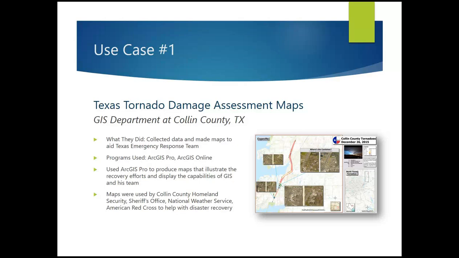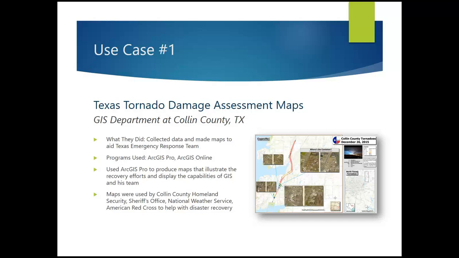So he was able to use ArcGIS Pro to create these maps, and it really saved time for him, and he was able to get these maps out a lot quicker so that they could start their recovery efforts. And these maps were used by several different agencies, including Homeland Security, the Sheriff's Office, the National Weather Service, and the American Red Cross that helped with disaster recovery. So this is one great example that because of the power of GIS and ArcGIS Pro, they were able to assist with the recovery efforts in a timely and helpful way.